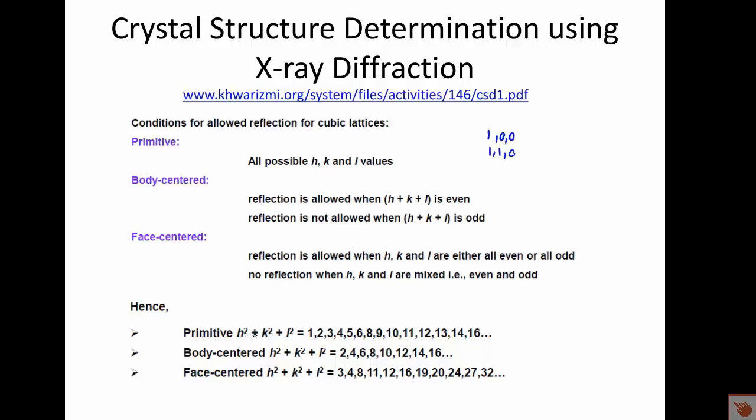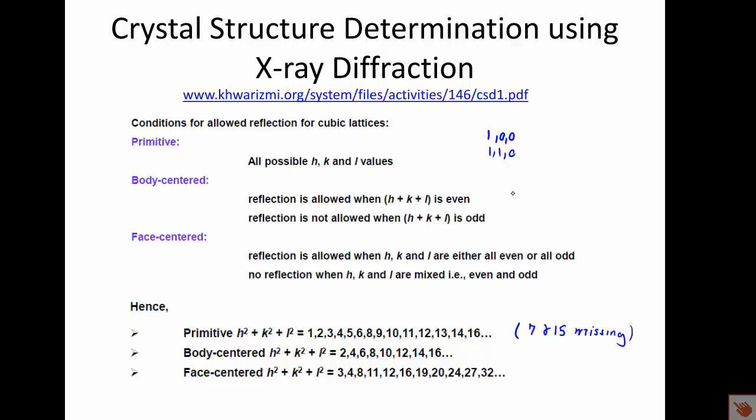And that means that H squared plus K squared plus L squared can have values 1, 2, 3, 4, 5, 6. Notice that 7 is missing. 8, 9, 10, 11, 12, 13, 14, there's no 15, etc. So notice that 7 and 15 are missing. And these can be used as clues to determine what kind of crystal structure we have. For body-centered cubic, reflections are only allowed when H plus K plus L is even. Reflection is not allowed when H plus K plus L is odd.